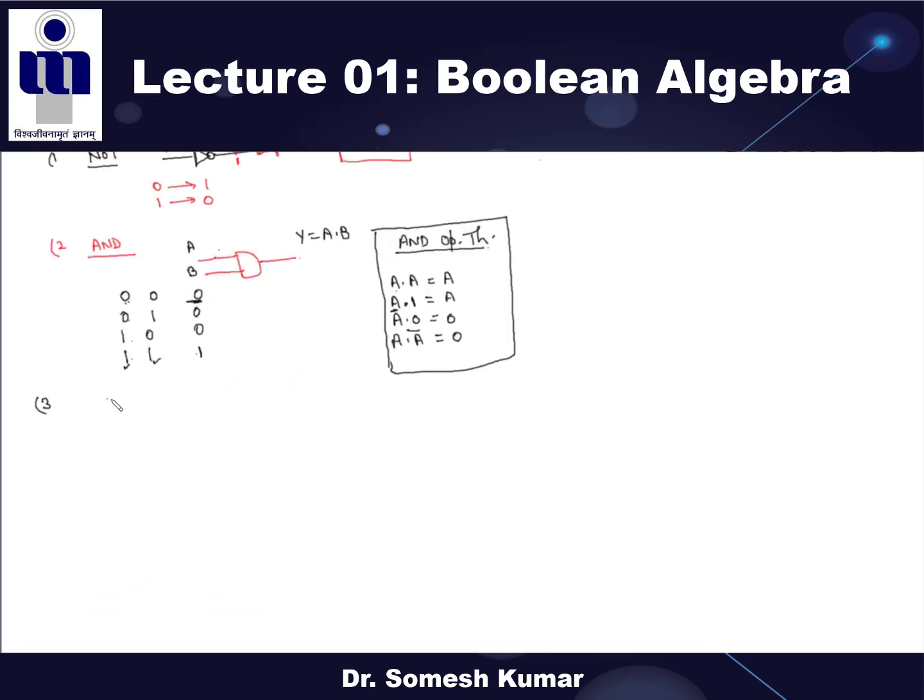Clear? Third one is OR operation. You all know about the OR gate. This is y equal to a plus b, right? This is the OR operator. So what happens if both the inputs are 0 plus 0? What is the output? And 1 plus 1 is always 1.